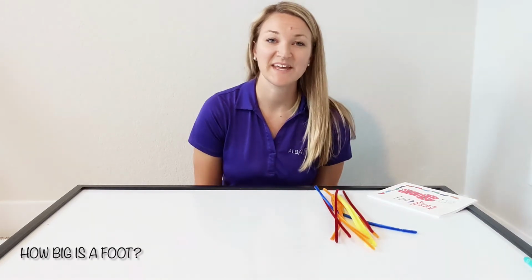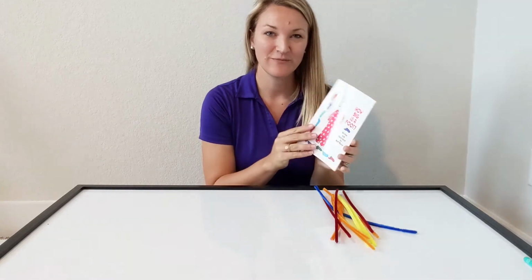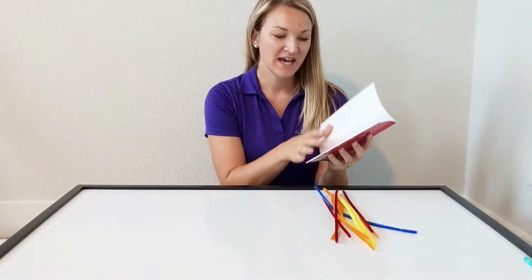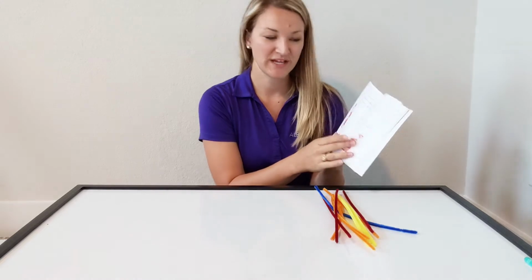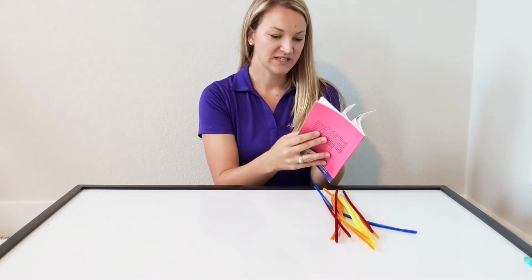Let's talk about the activity, How Big is a Foot? We'll start by reading the book, How Big is a Foot by Ralph Miller. Now, the king decides that he's going to build a bed for his queen, and he measures the bed using his feet.